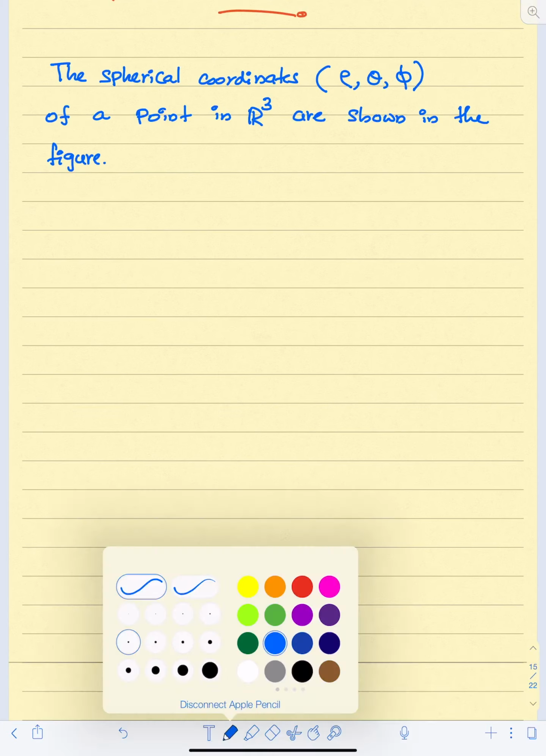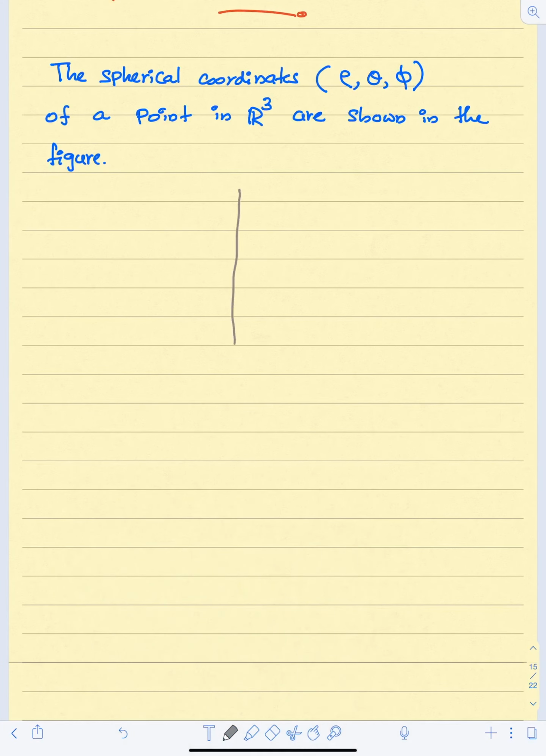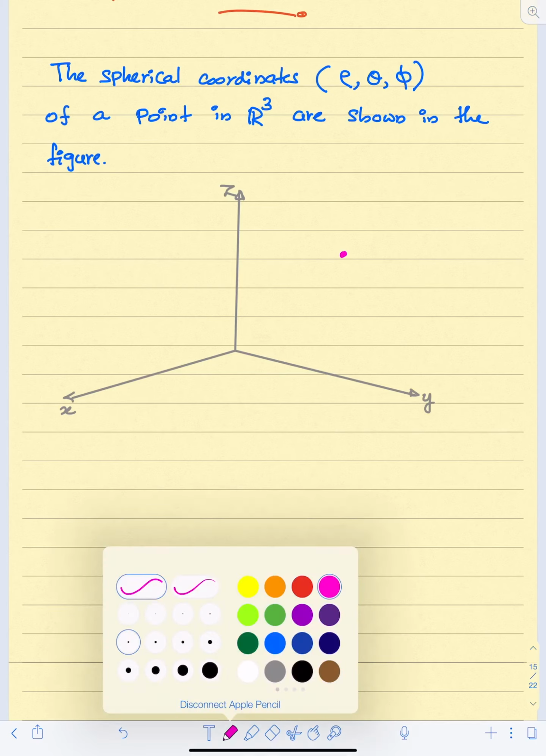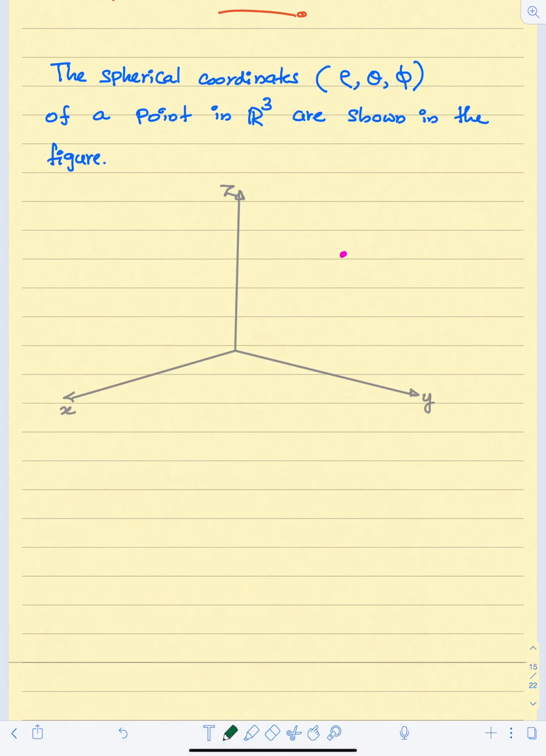Okay. So let's draw the three-dimensional space. We have three axes. This is the x-axis, y-axis and the z-axis. And now let's say we have a point in R3. This is a point in three-dimensional space. Then we define rho to be the distance between the given point and the origin. So this distance is rho.